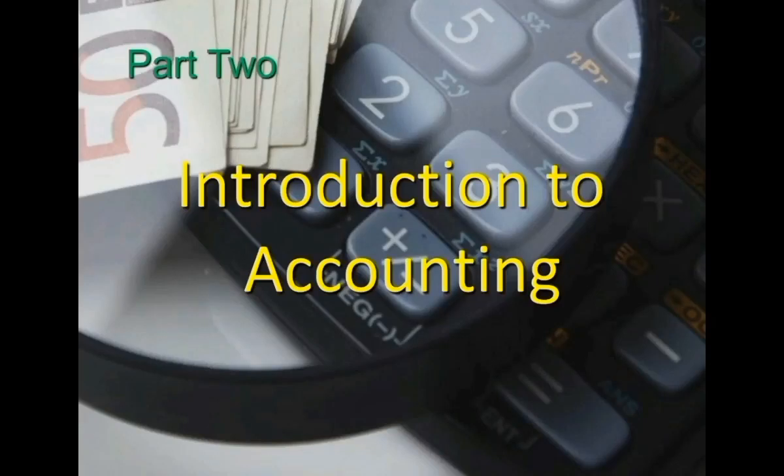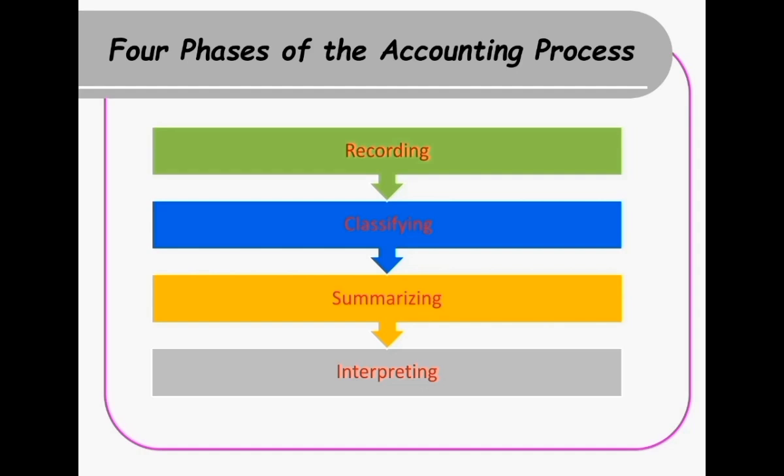One of the important matters which I mentioned in the first part of this lecture series on Introduction to Accounting is the 4 phases of the accounting process, enumerated in the definition of accounting given by the Committee on Accounting Terminology of the American Institute of Certified Public Accountants. Because these are phases or steps, they must be performed in proper order. Recording must be done first, followed by classifying, then summarizing, and finally interpreting.